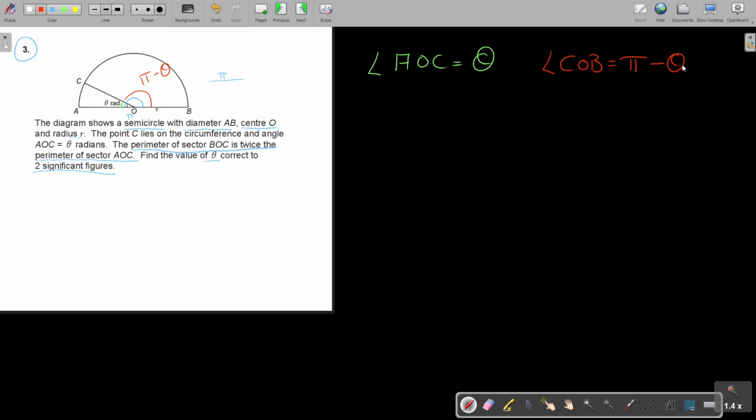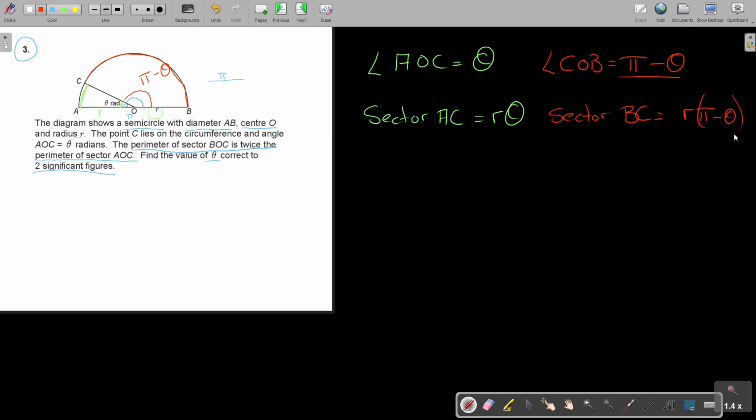Now, sector AC, let's begin. Sector AC equals R theta. Okay, because remember, that is R. There's my radius. Then that is also R. Then I say sector BC, which is that one. So sector BC equals R, and don't forget this is now pi minus theta.